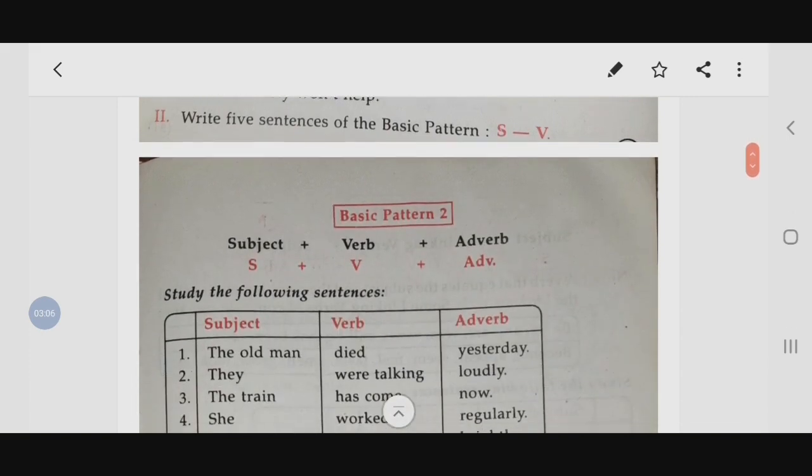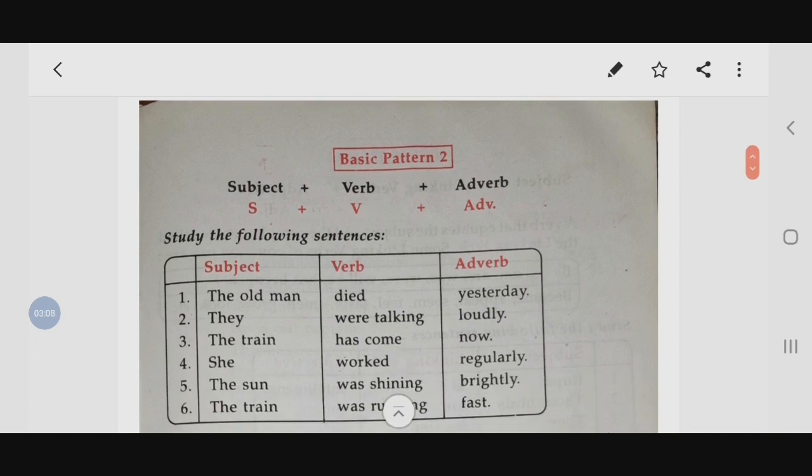Then next, basic pattern 2. Subject plus verb plus adverb, or we can also call it adjunct. Okay. Adjunct, you know, gives more information about the verb. One type of, you know, this is adverb. Okay. The old man died yesterday. We call it an adverbial. Okay. Adverbial. SVA. Subject verb adverbial, or subject verb adverb, or subject verb adjunct.